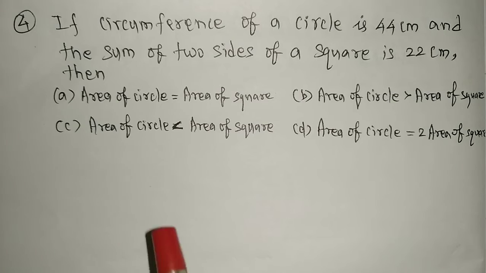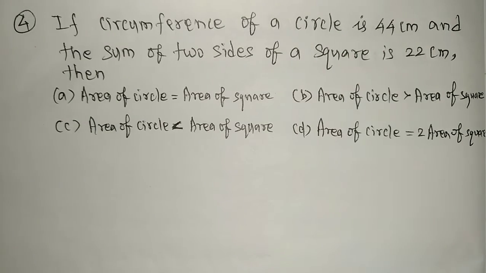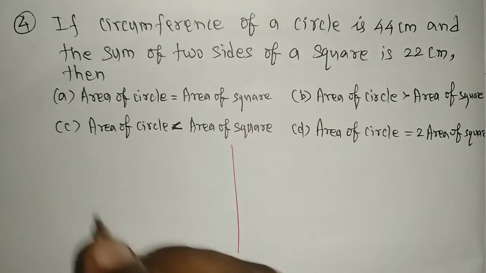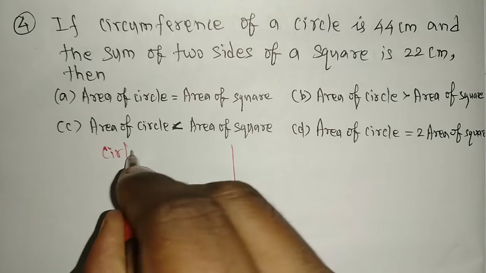If the circumference of a circle is 44, so we have a circle.